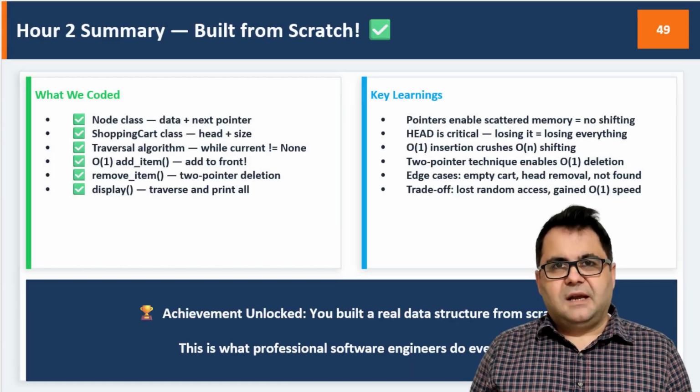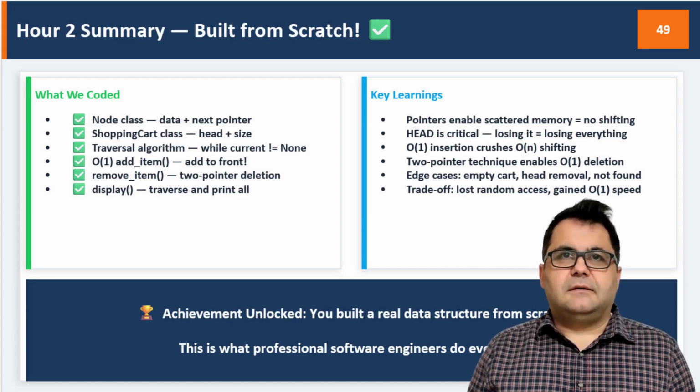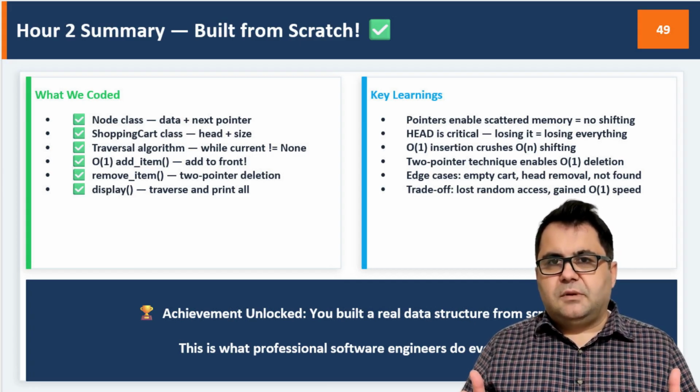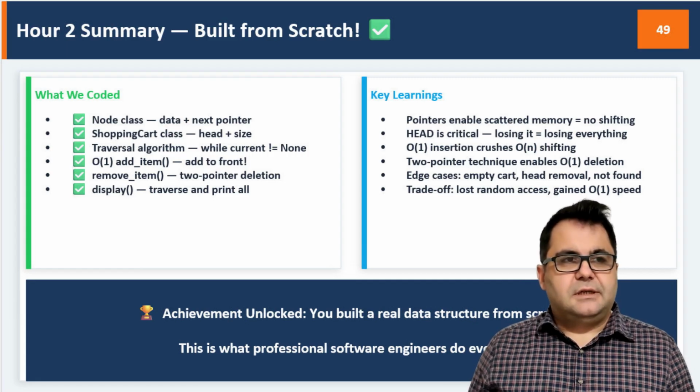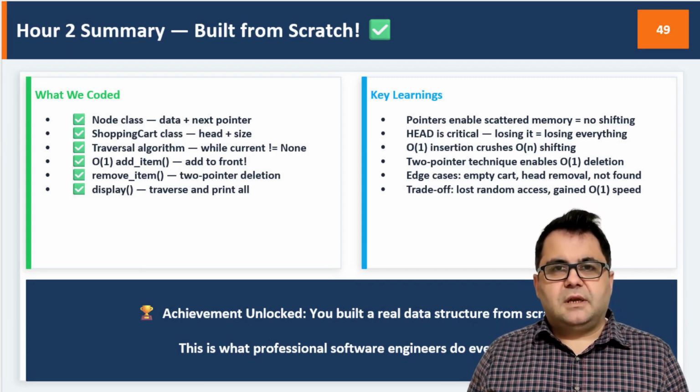You should be proud. Hour 2 complete. What did we code? Node class as the building block, add to front, O(n) search with O(1) deletion. We built a production-ready cart. Key learnings. Pointers enable scattered memory. We're not constrained to contiguous blocks.